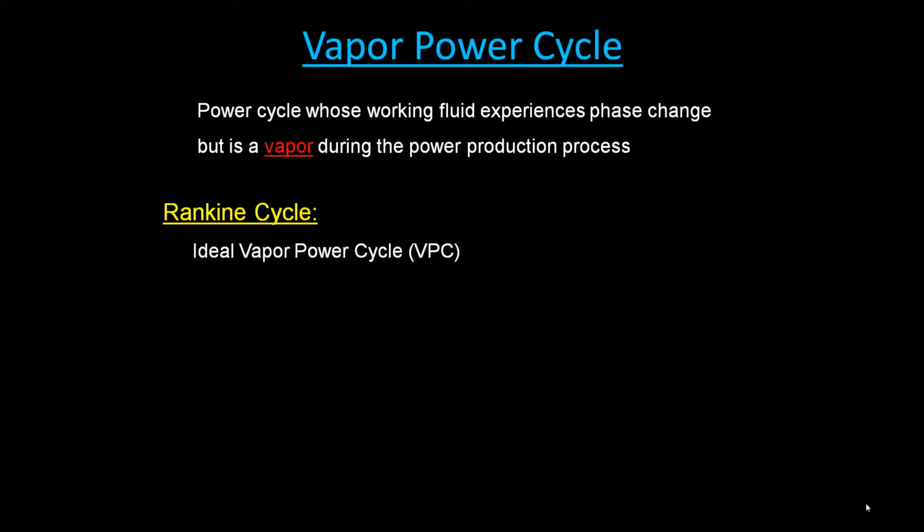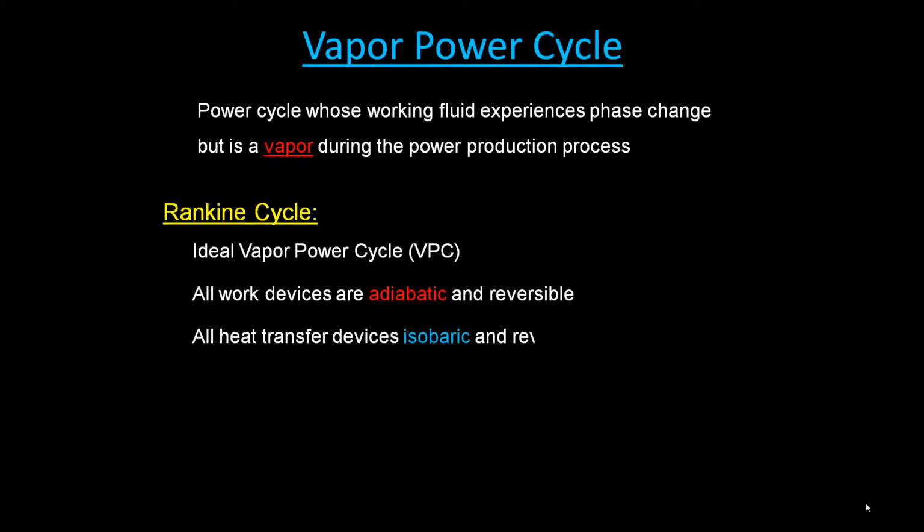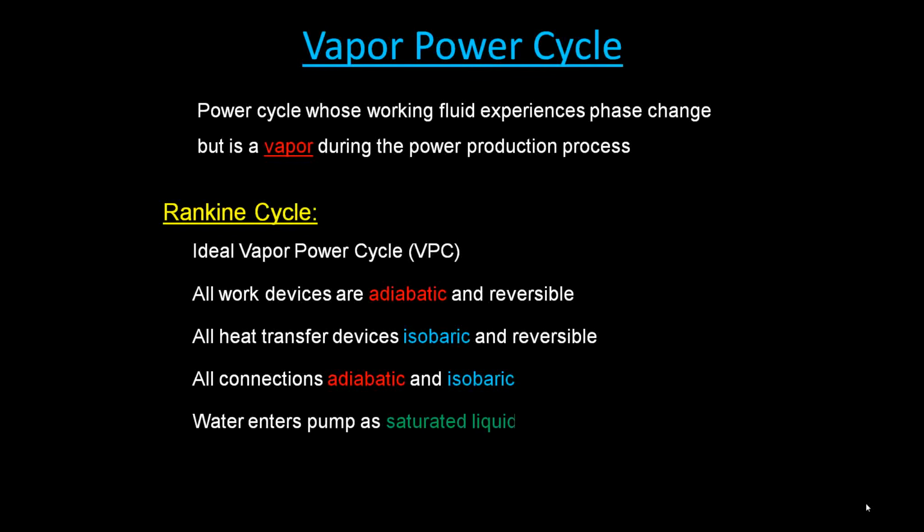By ideal, we mean a few things. We mean first that all work devices are adiabatic and reversible. All heat transfer devices are isobaric and reversible. All connections, so those are the lines that connect the work devices and the heat transfer devices together, are adiabatic and isobaric, so no losses along the lines. We're also going to, for a Rankine cycle, assume that water will enter the pump as a saturated liquid. Unless stated otherwise, we'll assume that steam enters the turbine as a saturated vapor. These are our conditions for a Rankine cycle.